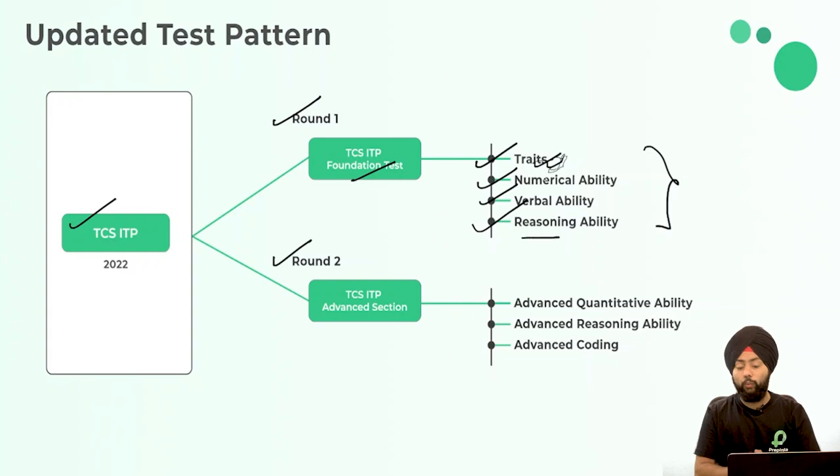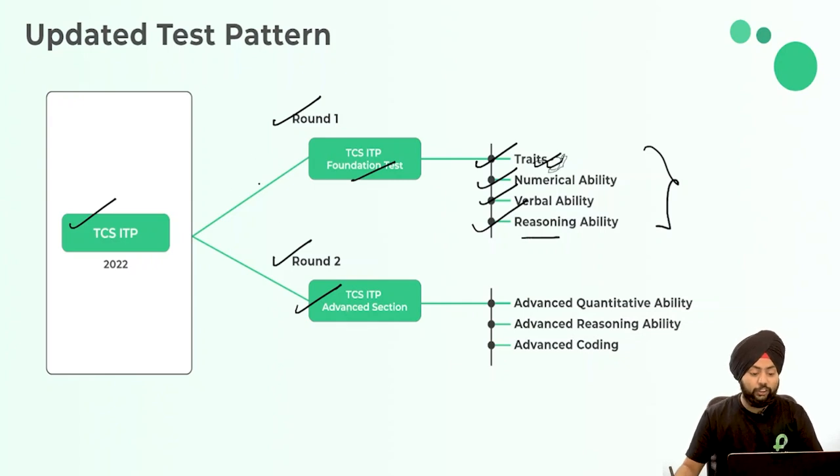Moving to round two. Now what is round two? They call round two the TCS ITP advanced section. Now what do you mean by advanced section, guys? As they name it the advanced section, there will be advanced aptitude, advanced verbal and advanced coding questions. I'll talk in depth about what those advanced type questions, reasoning ability and coding ability questions are in the further slides.